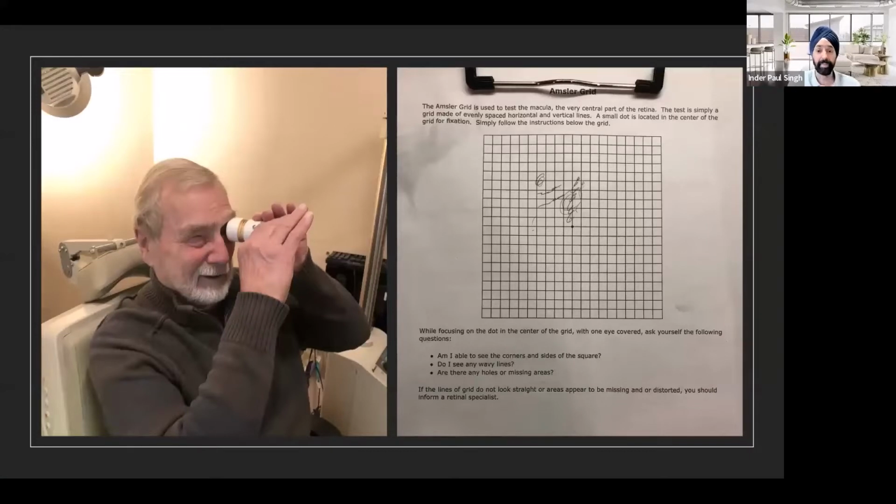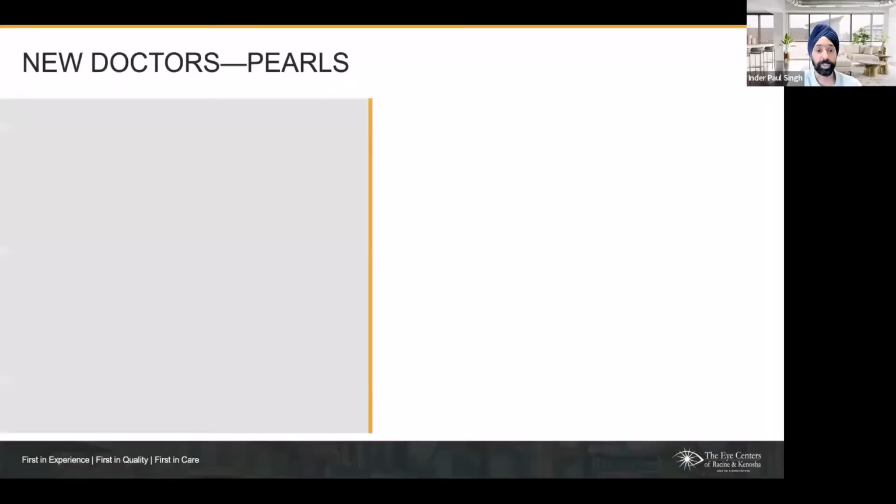Ahmed mentioned being able to have them draw it. I agree with Ahmed. I think it's important. We have something called a floater finder, which has a little light source and an Amsler grid where the patients can draw it on an Amsler grid and explain to you which ones they are bothered by. So when you ask symptoms, they can tell you, here's what it looks like, here's where it comes from. Then you can try to isolate that specific floater when you're treating it.